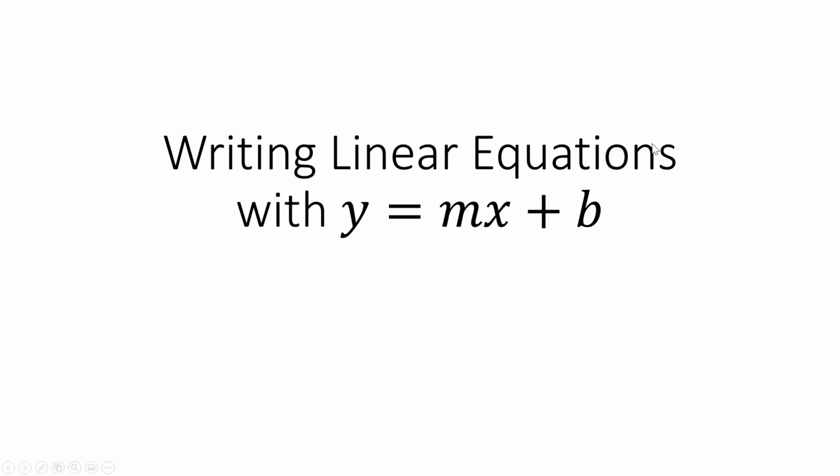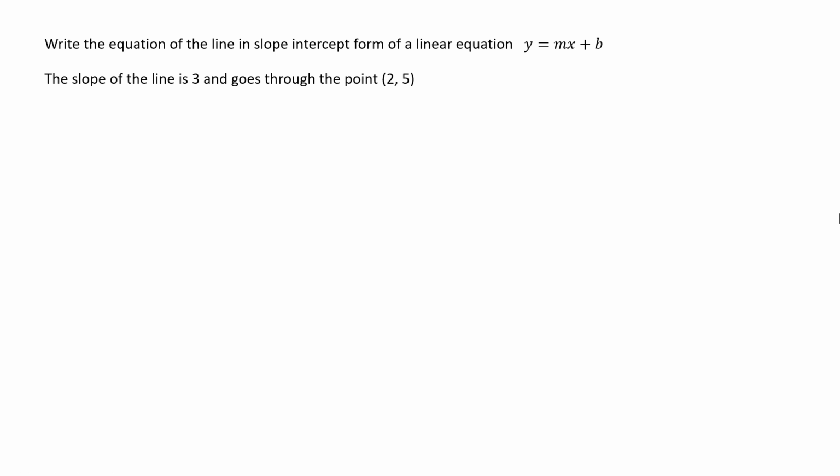Right, let's look at writing linear equations with y equals mx plus b. So here we're going to write an equation in slope intercept form, or what we call y equals mx plus b. And we're going to do this when they give you a slope. So here's the question. The slope is 3 and it goes through the point (2, 5).